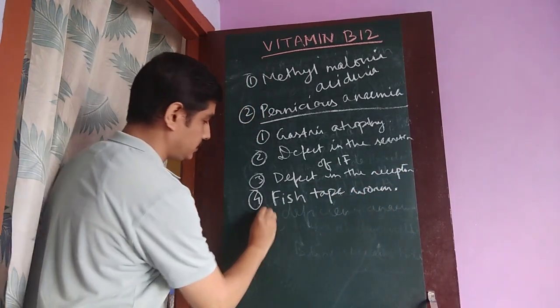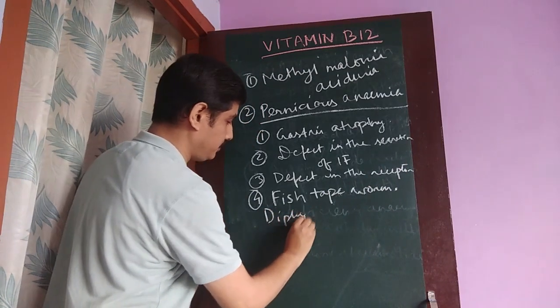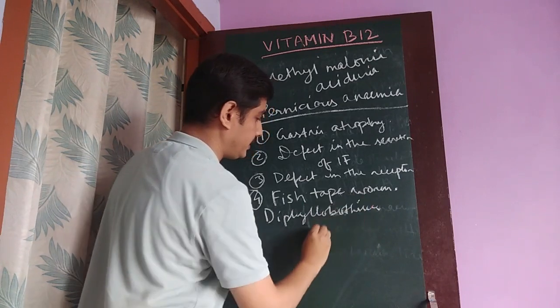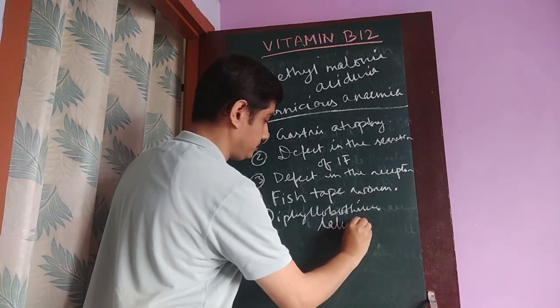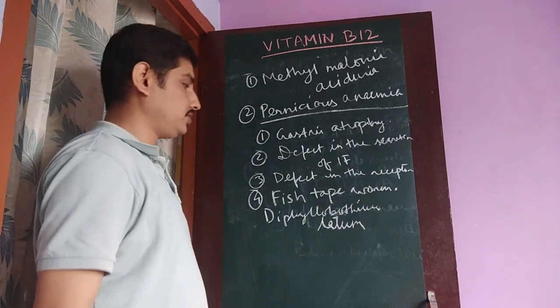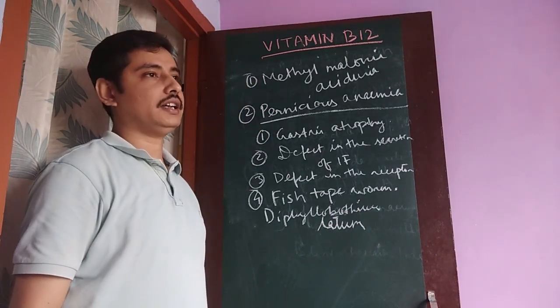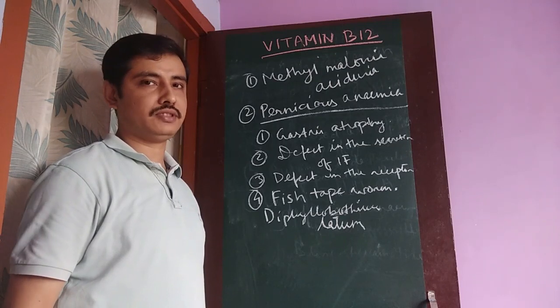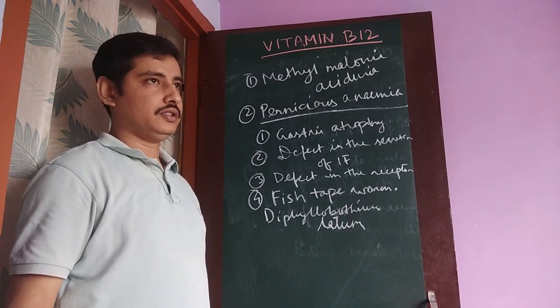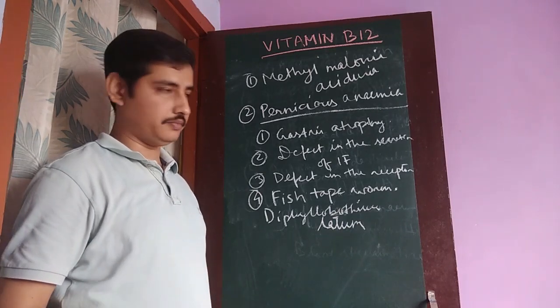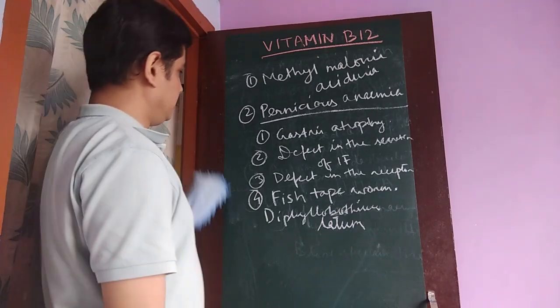Then there is the fish tapeworm, also known as Diphyllobothrium latum. If there is infestation with this fish tapeworm, then it has a special affinity towards vitamin B12. So vitamin B12, though we are taking it in the diet, cannot get absorbed. So these are the causes.